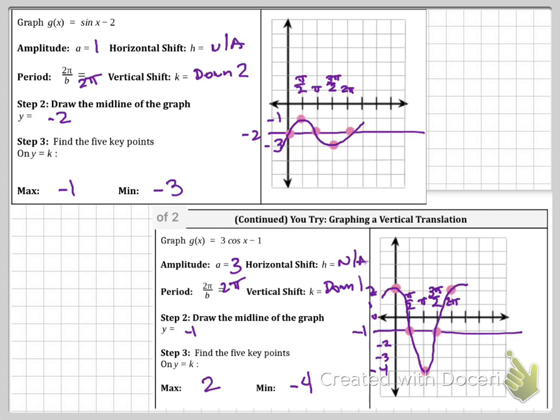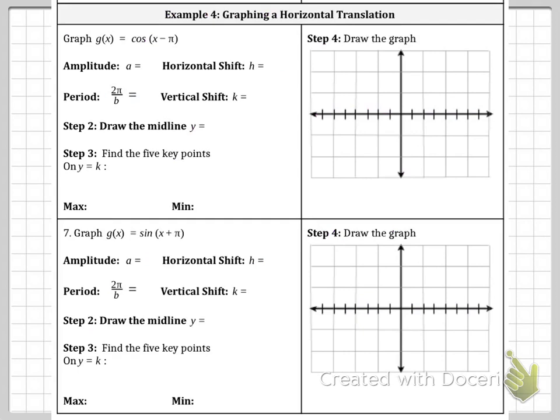Then for cosine 3 of x minus 1, it's a vertical stretch by 3. Your amplitude is 3. So you draw your midline at negative 1. Cosine starts at the amplitude. The amplitude is up 3 from the midline, so you actually start at 2. Then you go down 3 to the midline at negative 1. Then you go down 3 to negative 4 at the pi. You go up 3 to the negative 1, and then all the way up to the top at 2 for your stretch of 3. So let's try graphing a horizontal translation.